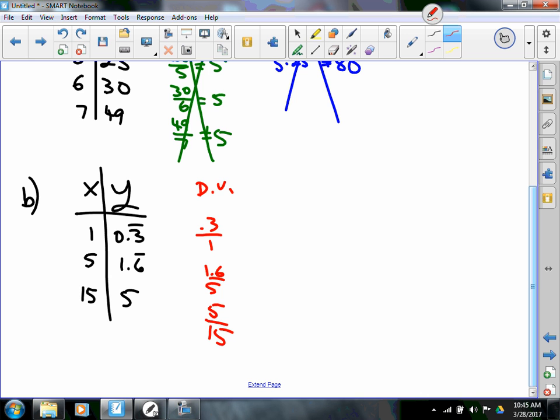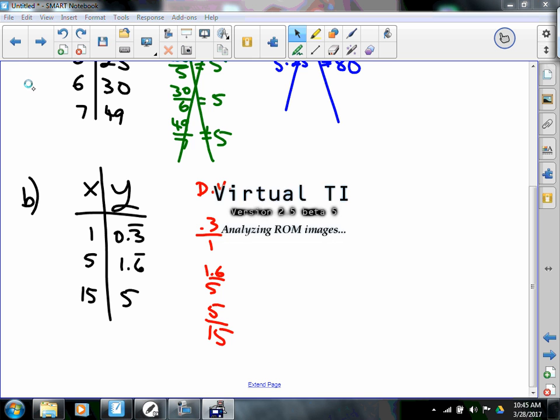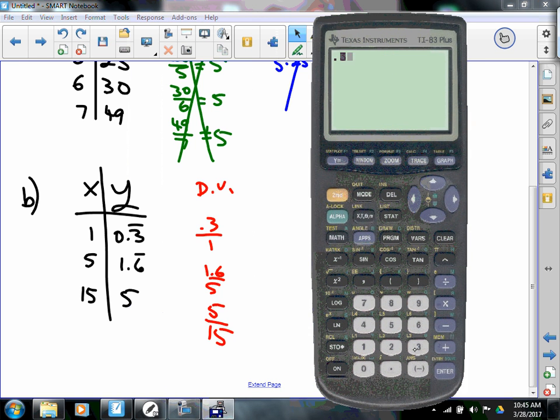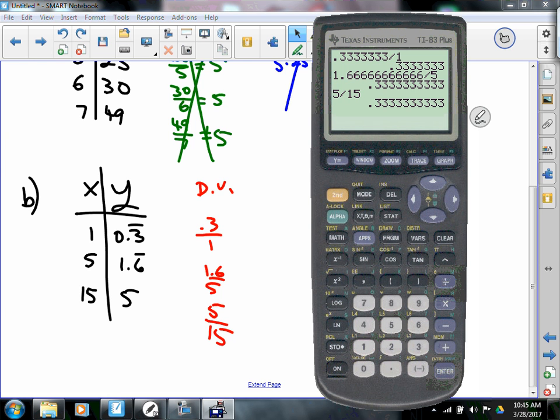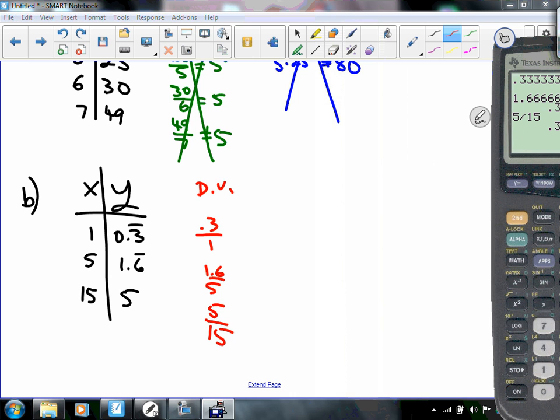That's not it? You sure? Let's see. 0.3333333 divided by 1. Okay. 1.66666666666 divided by 5. Oh! And 5 divided by 15. Oh! Oh! We didn't think it was anything because I don't know why. But anyway, so the deal is that quotient is the same, isn't it?